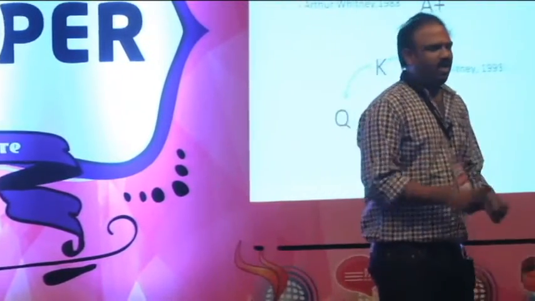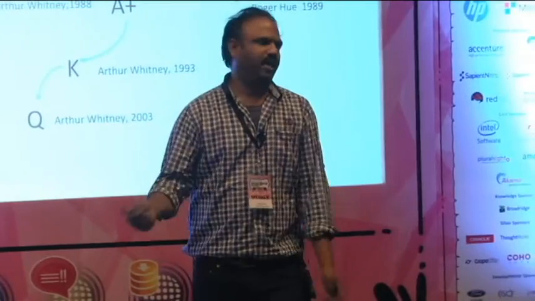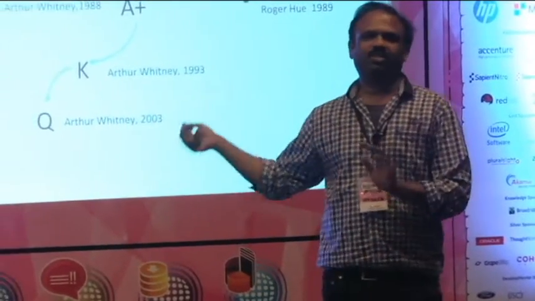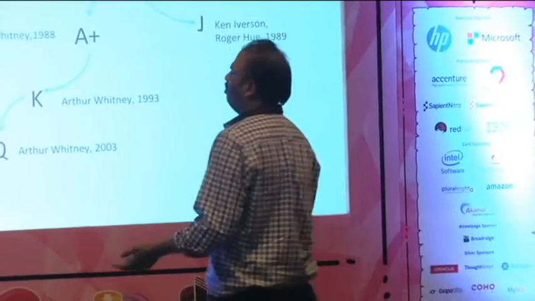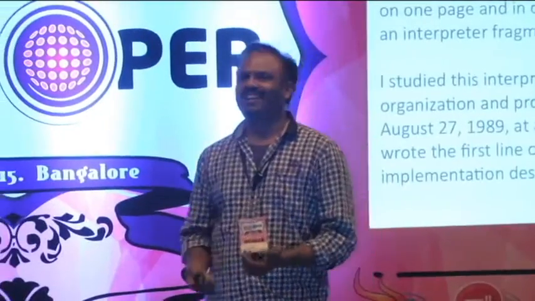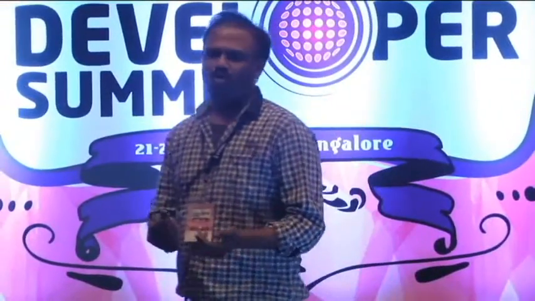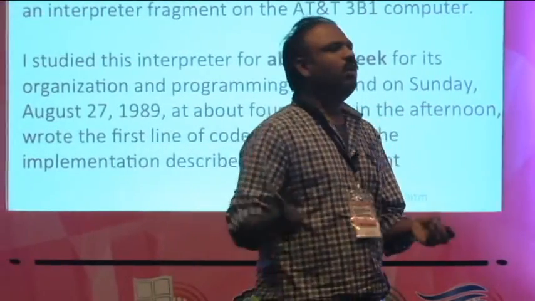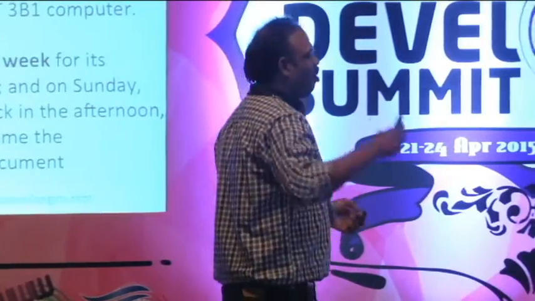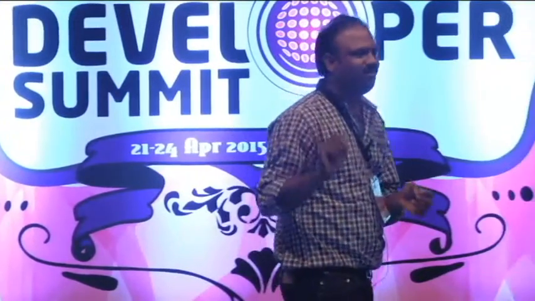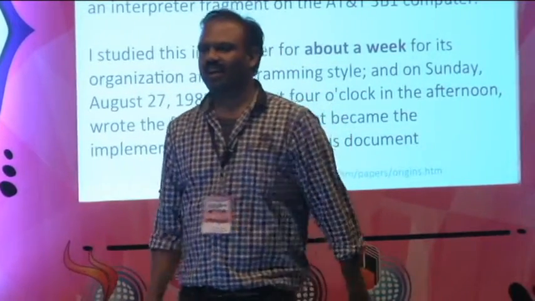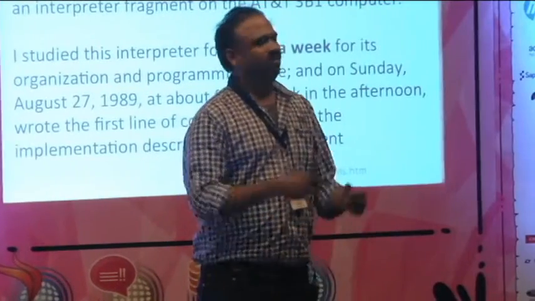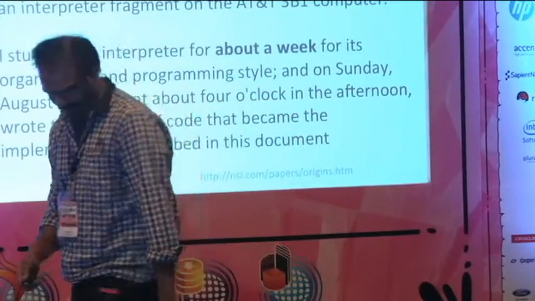And then you had A+, and then you had K, and then you had Q. All these languages, A+, K and Q, were written by one person, and that's Arthur Whitney. If you want to know how smart this guy is, when Ken and Roger Hui, who's the implementer of J, were talking about doing a second version of APL, Arthur wrote the code in like one afternoon, and it took 1 week for Roger Hui to read that and then do the first implementation of J. J is still heavily used in financial academics and all of that.